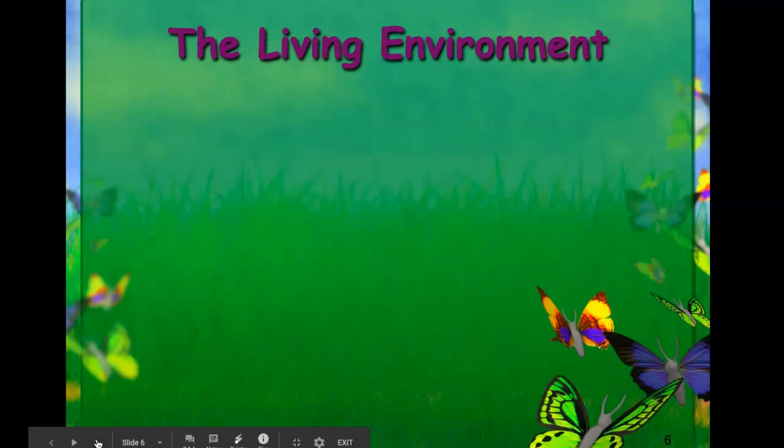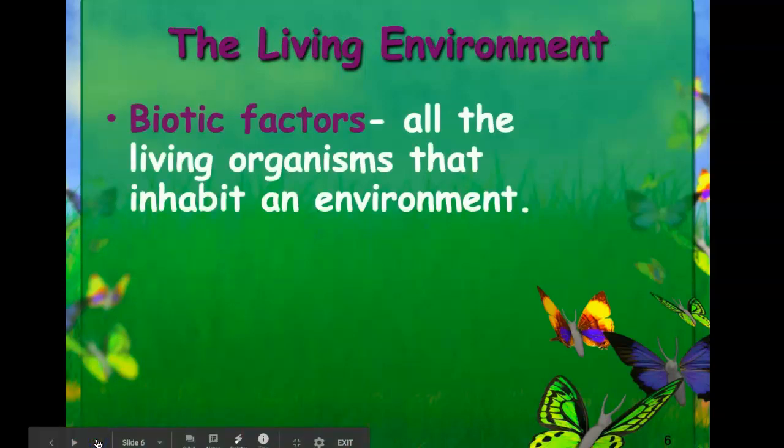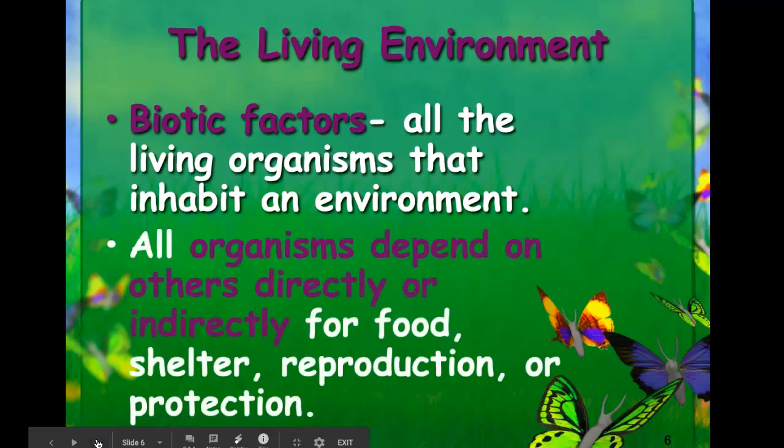The living environment is also important, and we call the living environment the biotic factors. So those are going to be all of the living organisms that inhabit an environment. Some examples of those, of course, are us. All organisms depend on each other either directly or indirectly for food, shelter, reproduction, or protection.